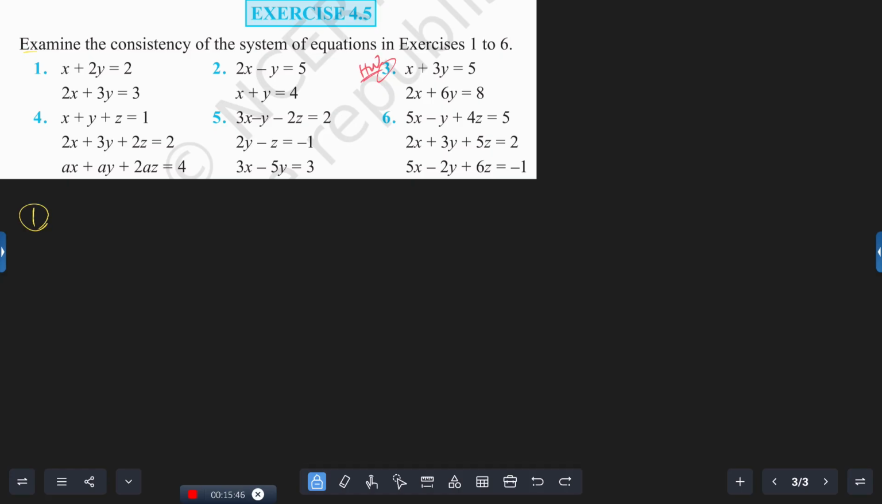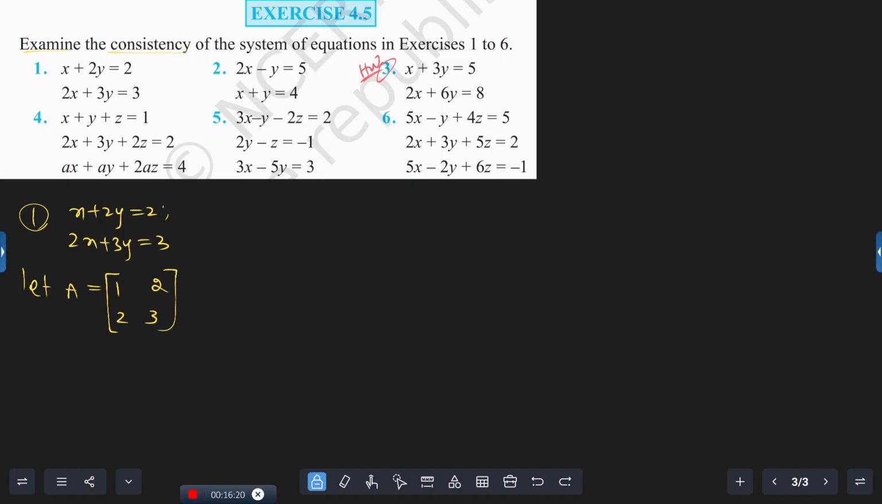What they are telling? Examine the consistency of system of equations in exercises 1 to 6. Just we have to check consistent or not. Very simple. So take the given question, x plus 2y equal to 2 and 2x plus 3y equal to 3. So let's take the matrix format first. How will you make it? Coefficient of x value, now 1. Next the coefficient of y. Next second equation 2, 3.